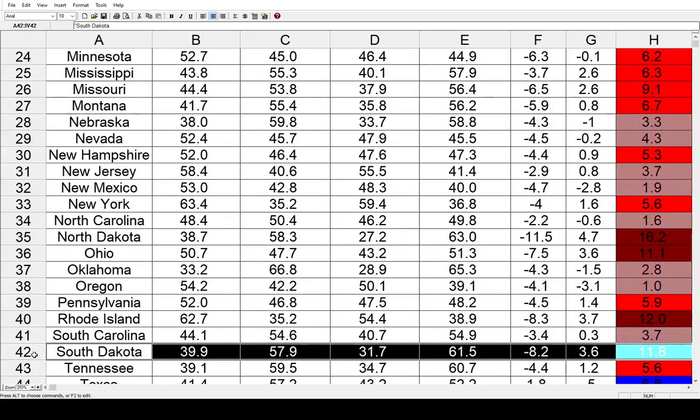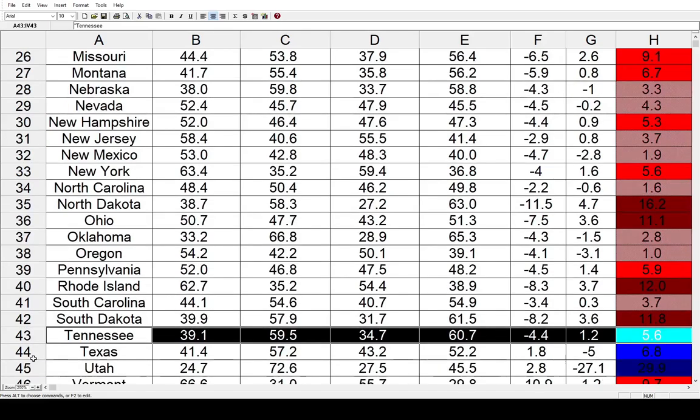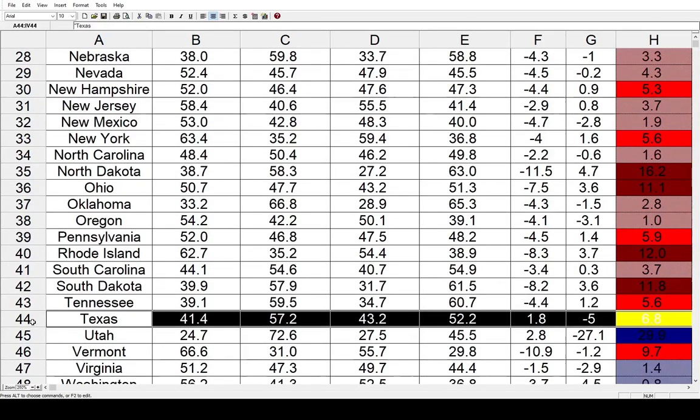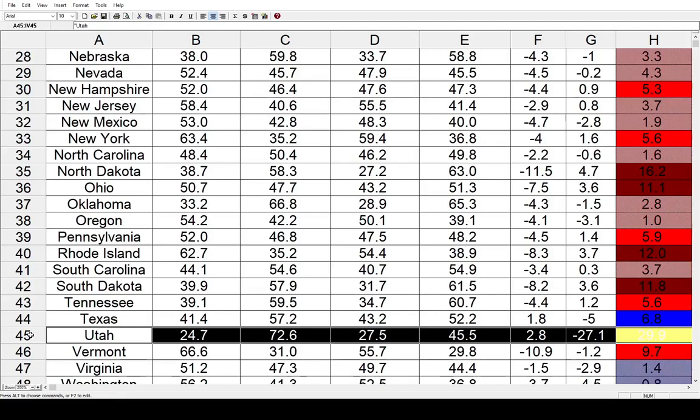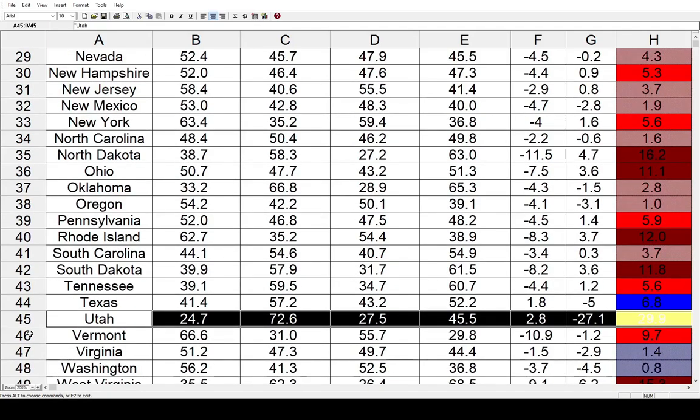South Dakota also went toward the GOP by 11.8%. Tennessee, that state got redder by 5.6%. Texas, that state's going a little bit toward the left. Even in this environment, it still went 6.8% toward the Democrats. Next in Utah, that had the biggest shift of all, nearly 30 points, 29.9 points away from the Republicans and toward the Democrats. Even with that much of a shift, it still wasn't really all that competitive.